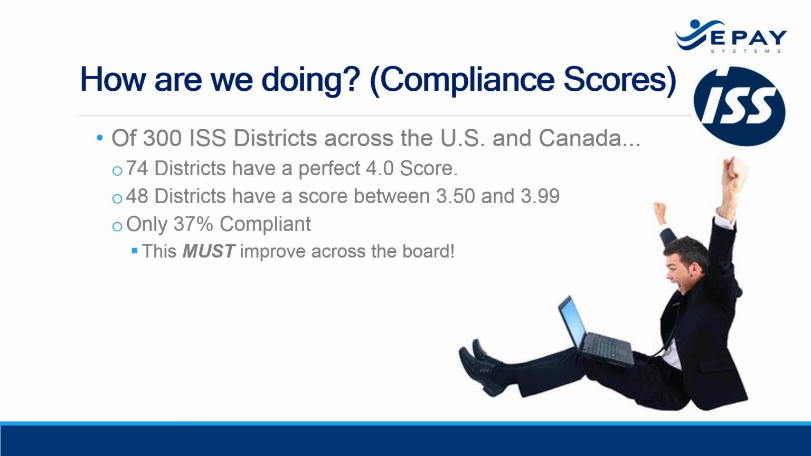Now, 48 districts have a score between 3.5 and 3.9, which is also not too shabby. Obviously, that's a good amount. However, those two numbers together only represent 37% being in compliance. That means that we, as a company, must improve across the board. If you're not at 4.0, that means you have room for improvement. We want to make sure that we have no manual punches whatsoever being recorded.